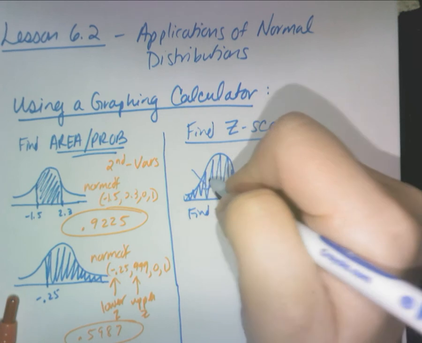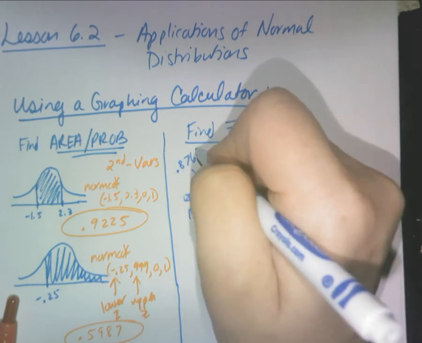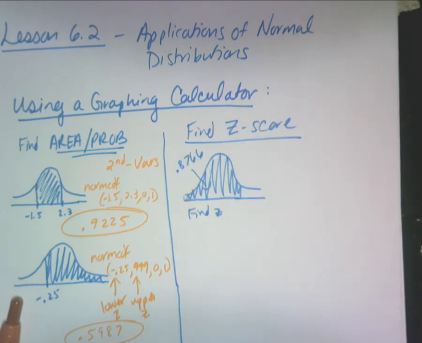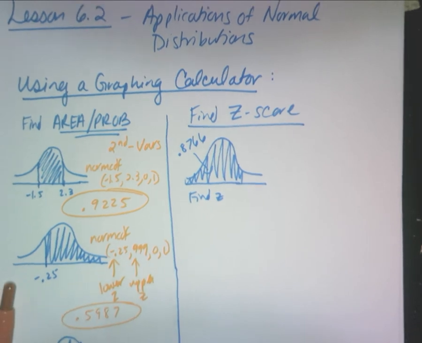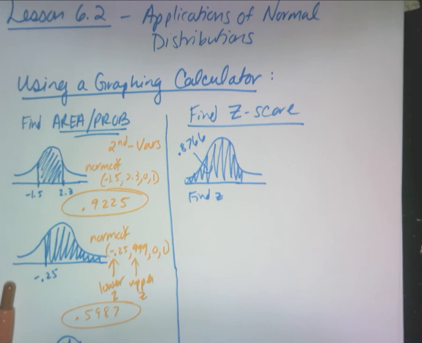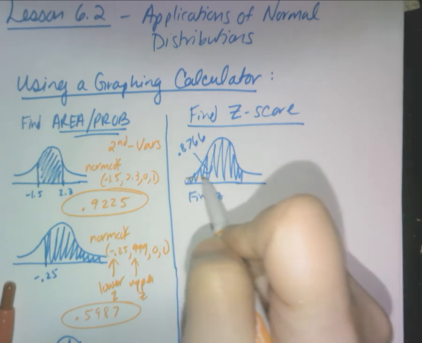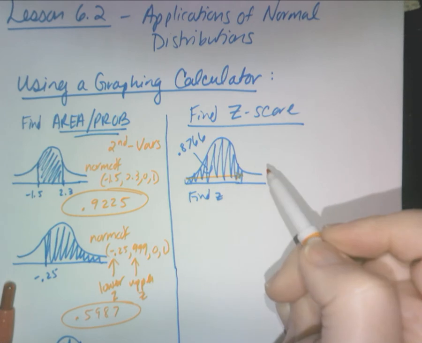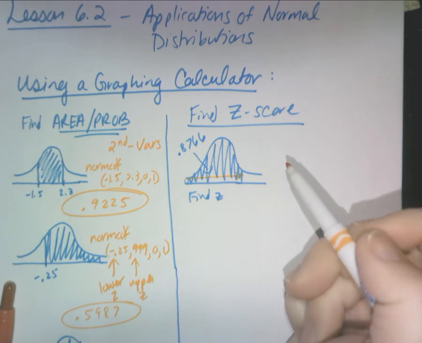Let's say this is 0.8766. Okay, and I want to find the z that has the area of 0.8766 associated. So with this one, you do have to keep in mind, you always have to work left to right. So this is a left to right area, which is great. So it's nice and easy for me, okay?